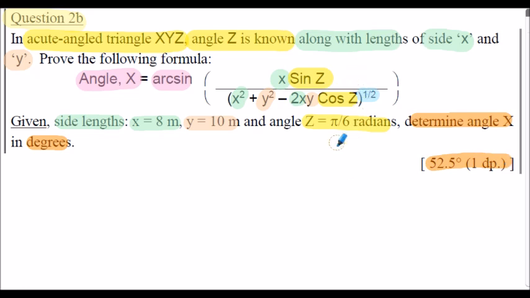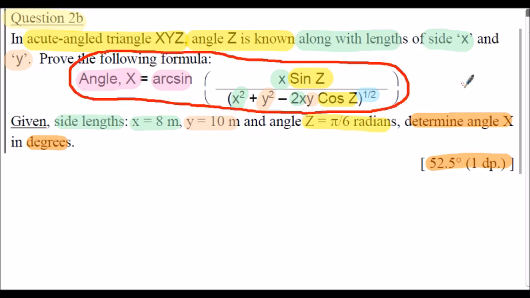So I'd encourage you to stop the presentation and firstly prove the formula stated for angle x. Some hints for the solution. Firstly, I would apply the cosine rule to find side length z, apply the sine rule to find sine of angle x, and substitute the first equation formed into the second equation to prove the formula stated in the question for angle x. The full worked solution is shown on the following slides.